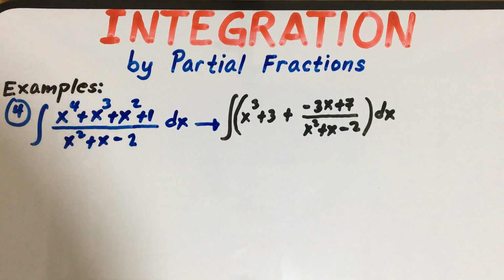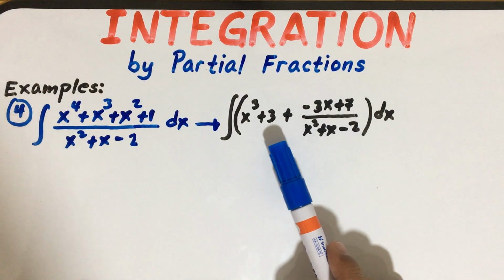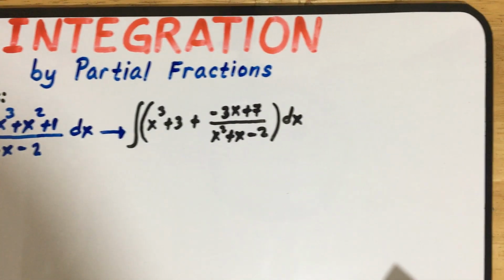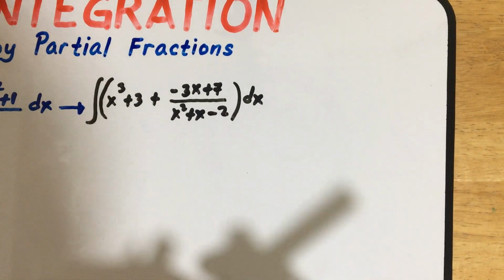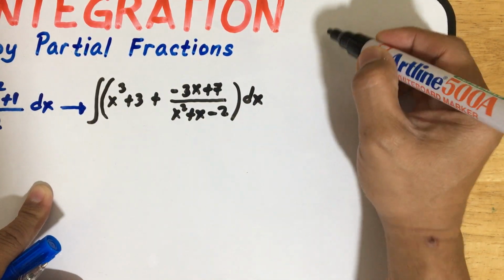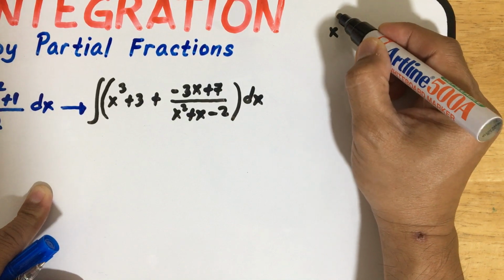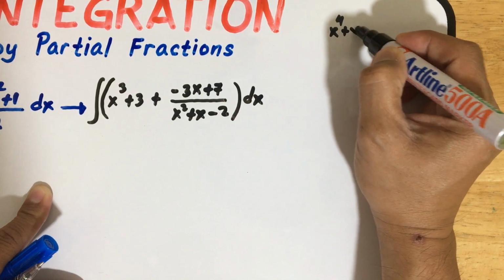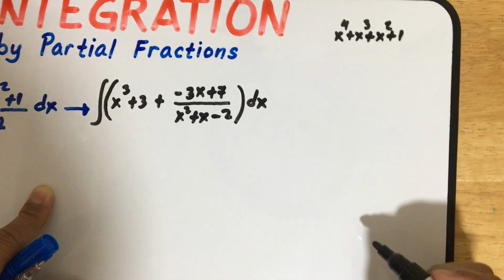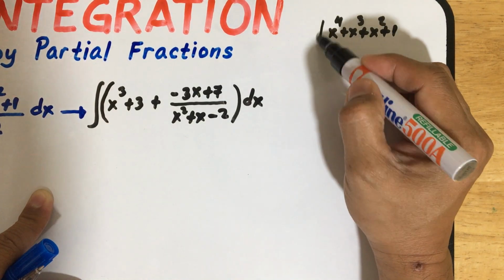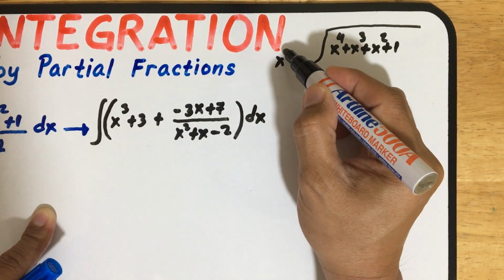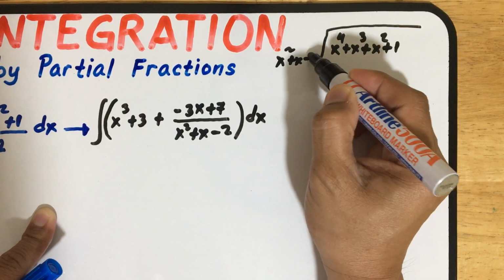If you're wondering where we get this expression, then as mentioned, we have to do the polynomial division. Okay, so I'll just give you the brief solution here. We're given here x to the fourth plus x cubed plus x squared plus 1, and we divide it by x squared plus x minus 2.